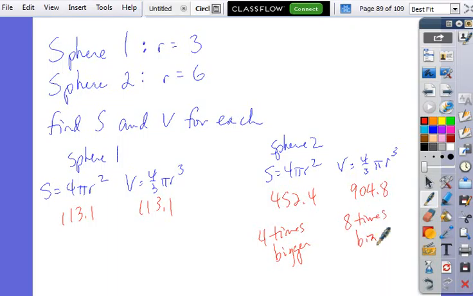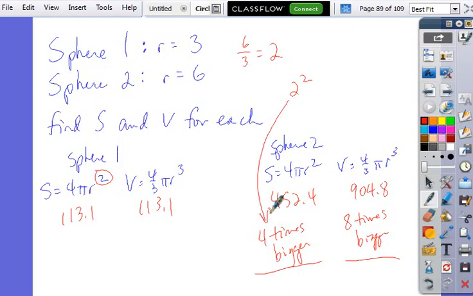But we can get to these answers without doing all that work plugging in numbers. The way to do it is this. Take the second radius and divide it by the first radius. So 6 divided by 3 is 2. Then that number tells you how much bigger the second one is. It's 2 times bigger radius-wise. Well, in every area problem we ever do, what do we have in there? Squared. So if I do 2 squared, what is 2 squared? 4. That tells you how much bigger the surface area is going to be.